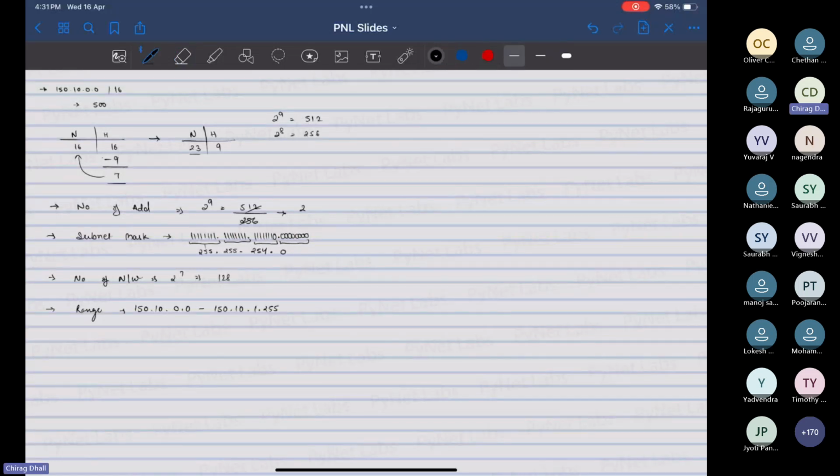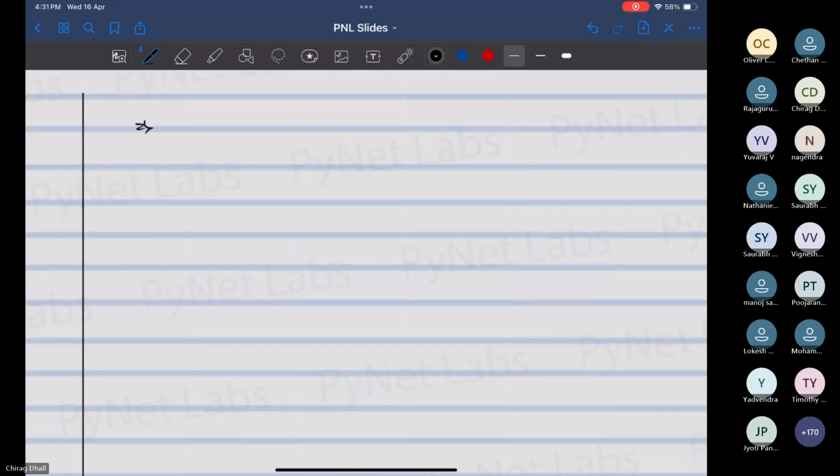I'll give you one more example. 150.11.0.0/16, and the requirement this time is 2000 addresses. I would say the only difficult or a little complicated part is finding out the number of bits. Once you have got that, you are good to go, right? So for 2000 addresses, I have to figure out how many bits would be required.